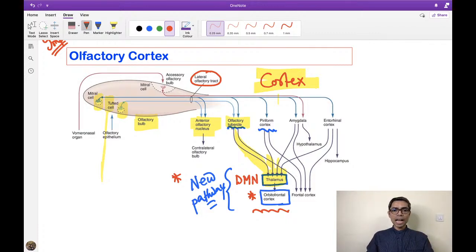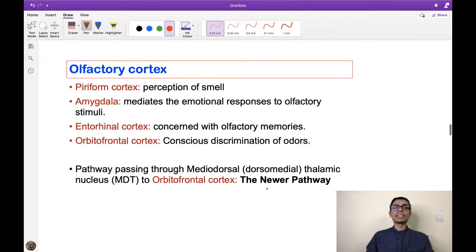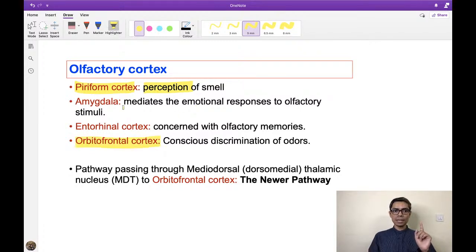So what is the important thing? I have to remember the function of all of these cortical areas along with the orbitofrontal area. That is the most important for your central institute examination. So what are the different cortical areas? The piriform cortex is responsible for perception of smell. You can perceive that some smell is there, but you cannot differentiate it until you take help of the orbitofrontal cortex. So perception of smell is by the piriform cortex, but the conscious discrimination of the odor is done by the orbitofrontal cortex. Along with that, the amygdala is also responsible for olfaction.